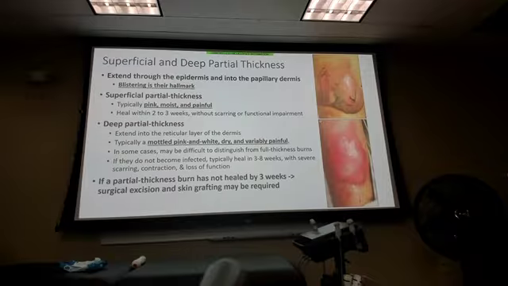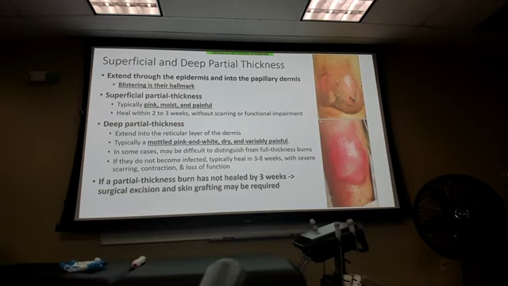With superficial, it normally heals within 2 to 3 weeks, normally doesn't have any scarring or any functional impairment. When you get into deep, as long as they don't become infected, normally heals within 3 to 8 weeks. You will have severe scarring, okay? You will have contraction, you will have loss of function. So this is like the difference, kind of more blistering, more pink and wet versus a little bit drier and mottled pink and white. Okay.